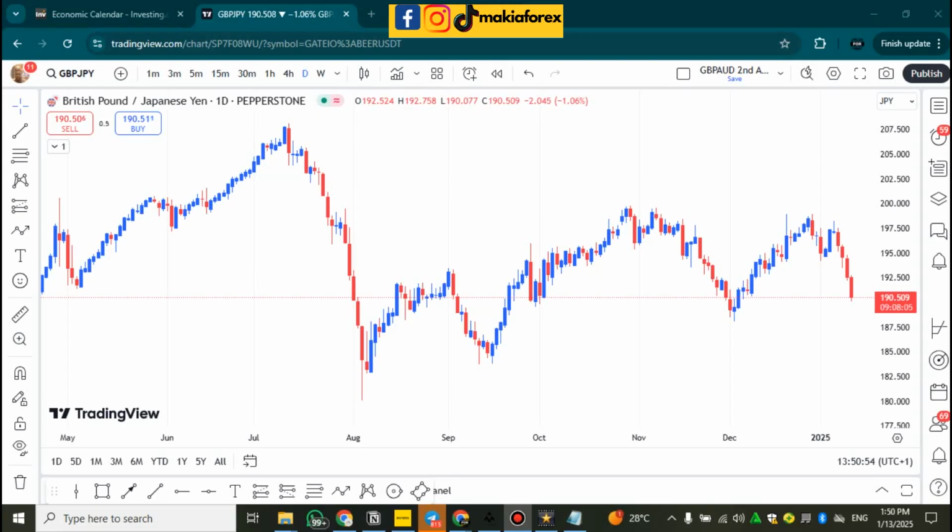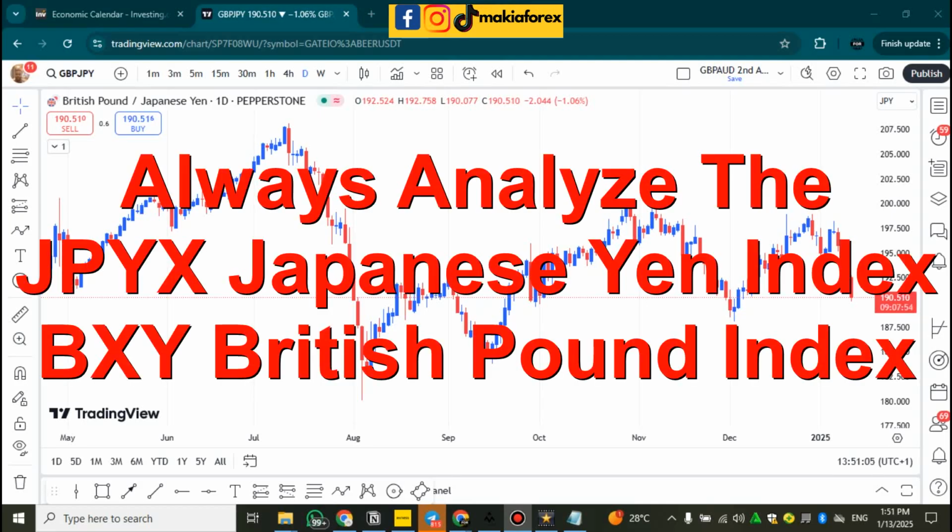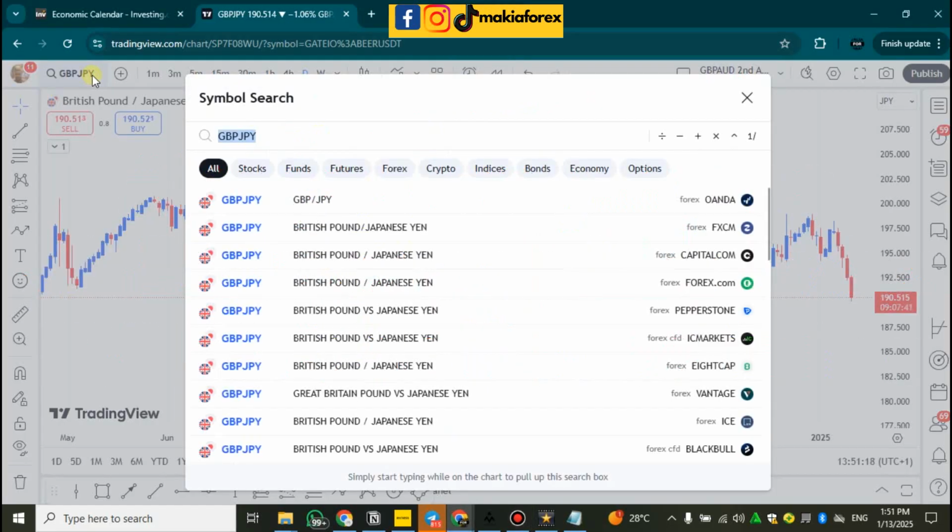Now here's the next step, which is very important, and a lot of these beginners or pro traders don't even know that this step is very important. If you're trading a pair like GBPJPY, you have to know about the JPYX index. So this is my TradingView over here. If you want to check the JPYX index, just click on the bar here and you search.